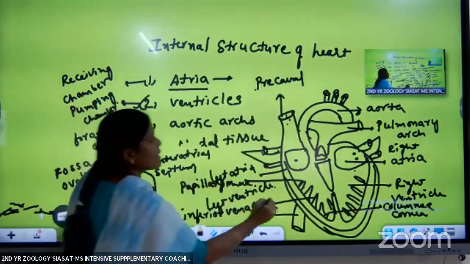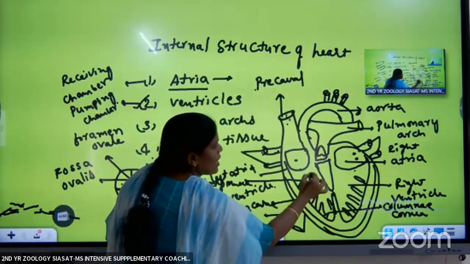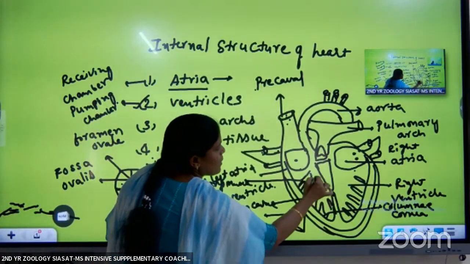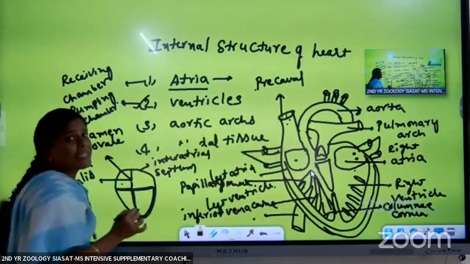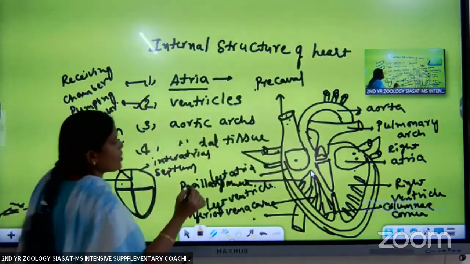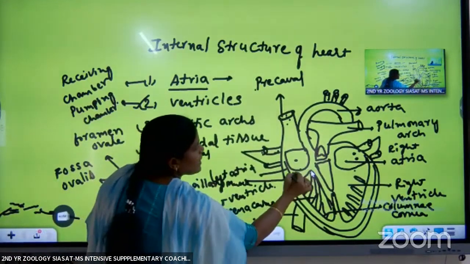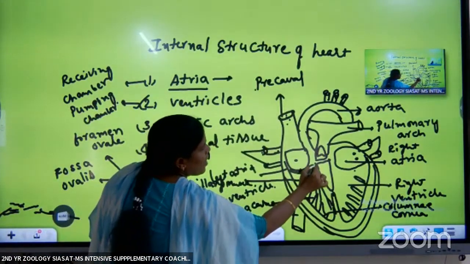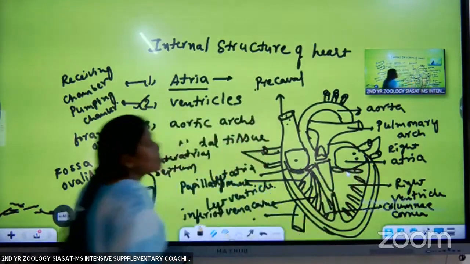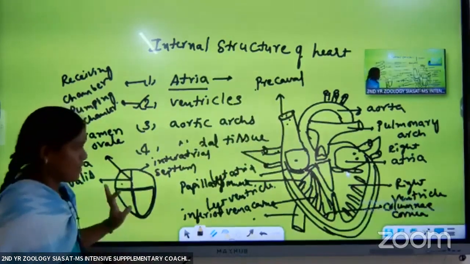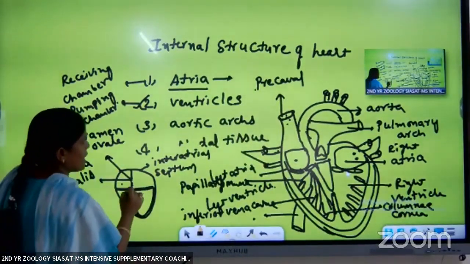One more thing, here the papillary muscles are all connected by collagen fibers, that we call the chordae tendineae. These thread-like structures are called the chordae tendineae. They are connected to the tricuspid and the bicuspid valves. What about the tricuspid and bicuspid? I will explain.